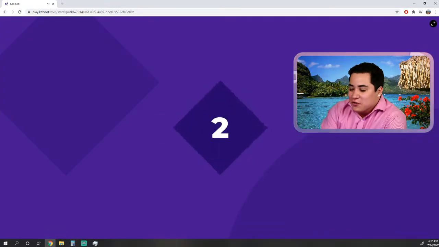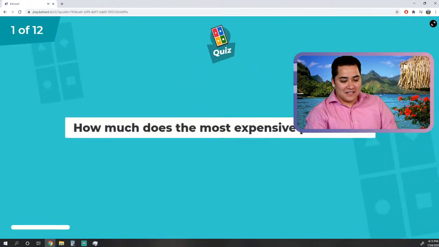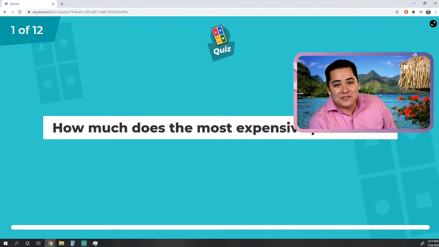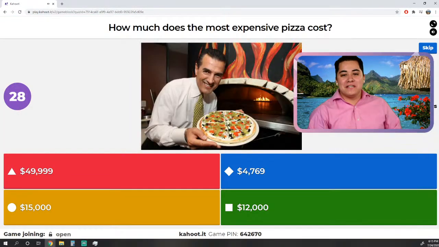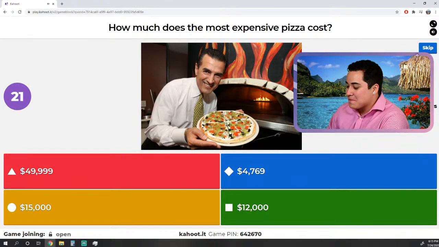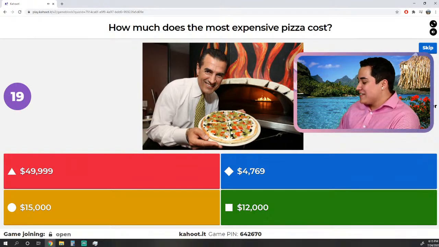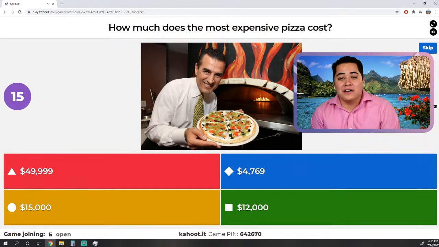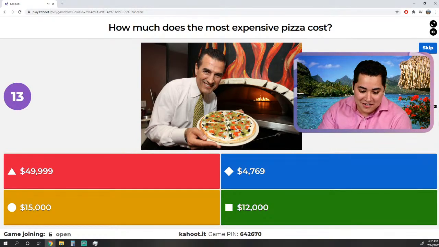Alright, this one is food, food, food. Let's see what it is. First question. How much does the most expensive pizza cost? This is the most expensive pizza in the world, and on screen is a picture of it. It is 20 centimeters wide. Does it cost almost 50 grand? 4,769, 15,000, or $12,000? I would never pay that much for a pizza.